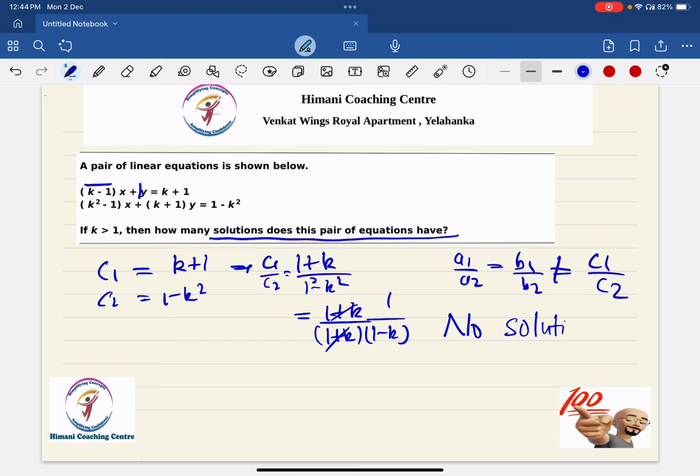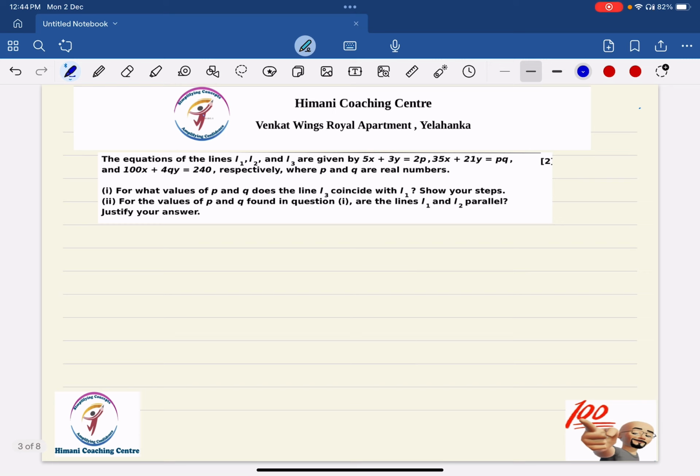No solution. Okay, that is the answer, because A1 by A2 equals B1 by B2, which is not equal to C1 by C2. Now, let us move to the next question.